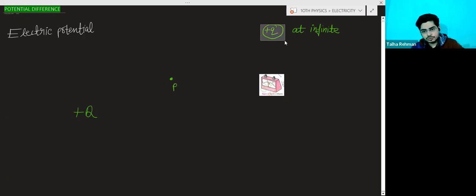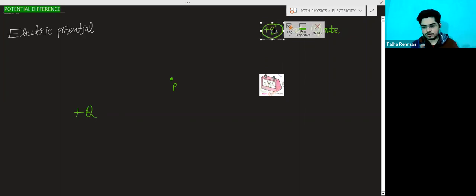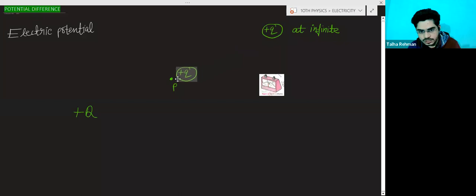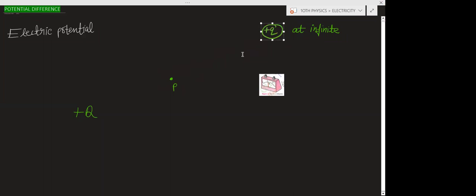When you try to take this charge from infinity to this point, during this motion, this is a positive charge and this is a positive charge, and what I have told you is that positive and positive will repel. There will be a force of repulsion on this charge due to this charge. So this charge will try to repel that charge. So we have to do some work. We have to apply some force, or do some work, to move this charge from infinity to this position. Is it or not, Matthew? Yes, sir.